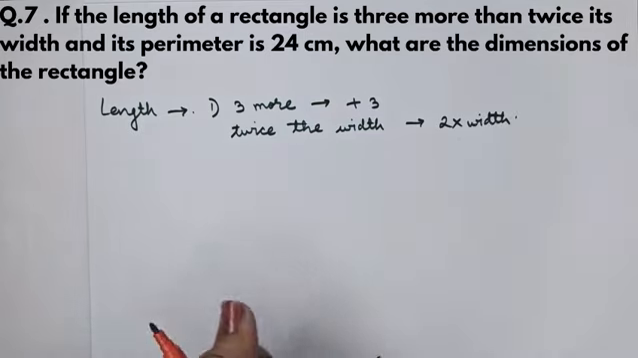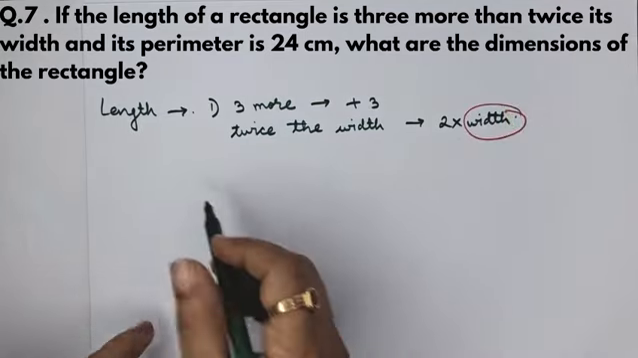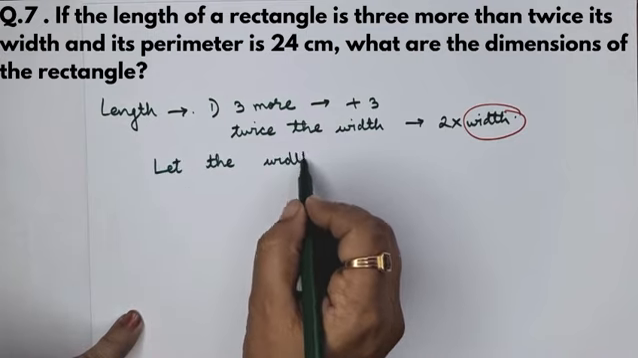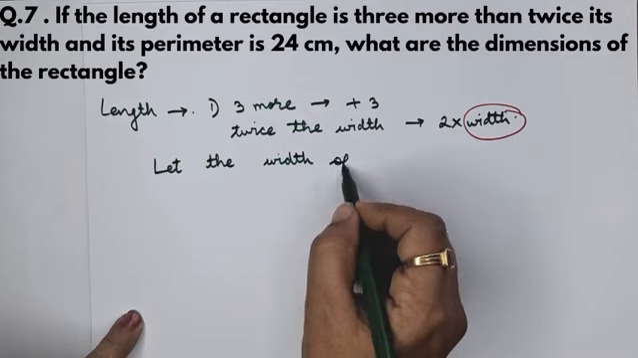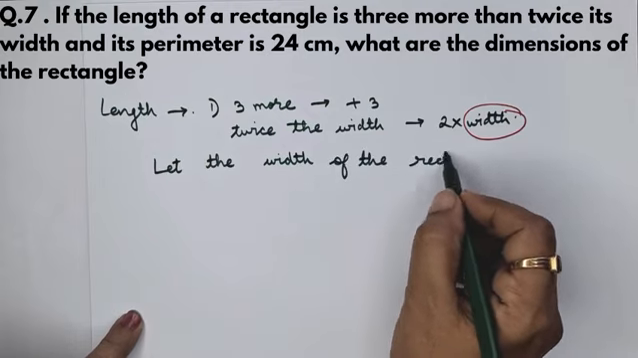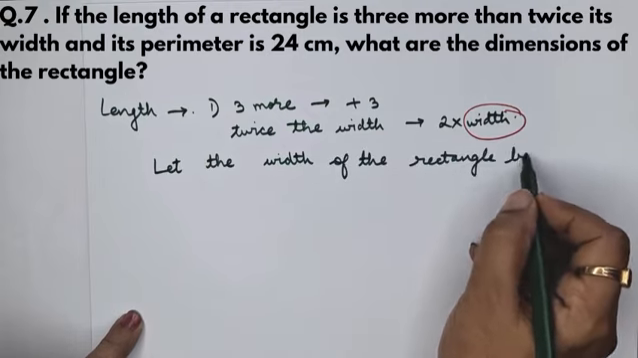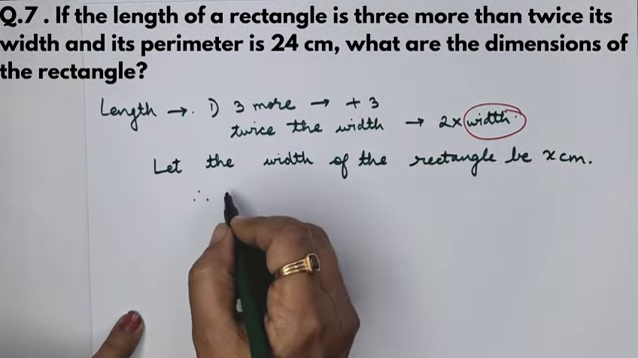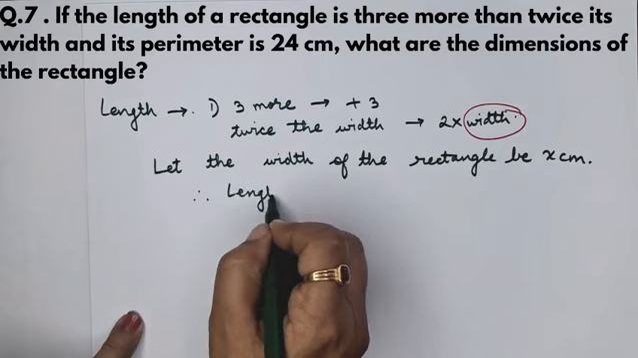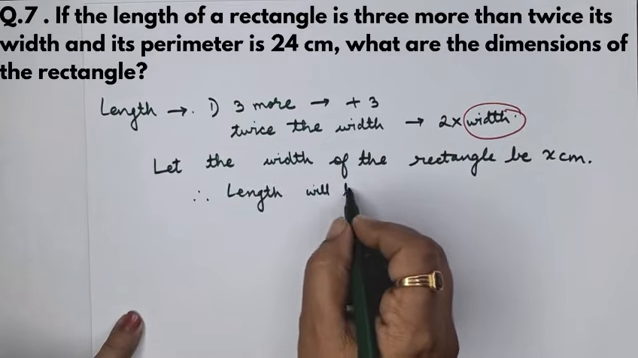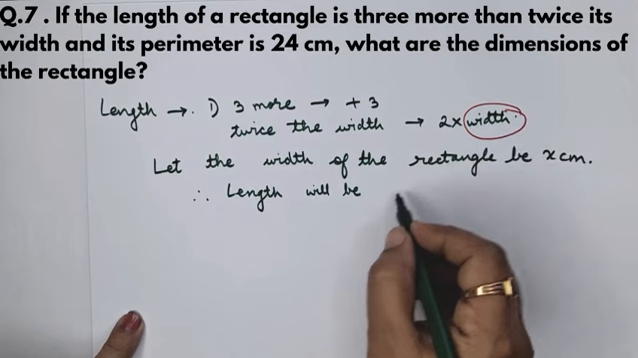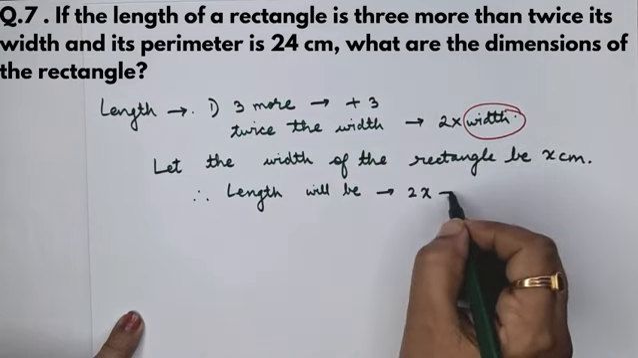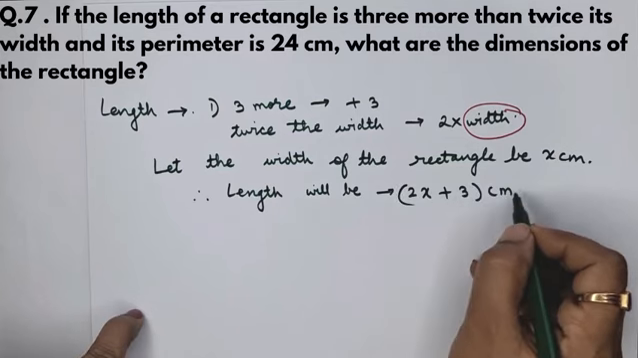Now, let the width of the rectangle be x centimeter. Now, I write down the statement. Let the width of the rectangle be x centimeter. Now, what will be the length of the rectangle? Length will be, as we see, length is given 2 times x plus 3.